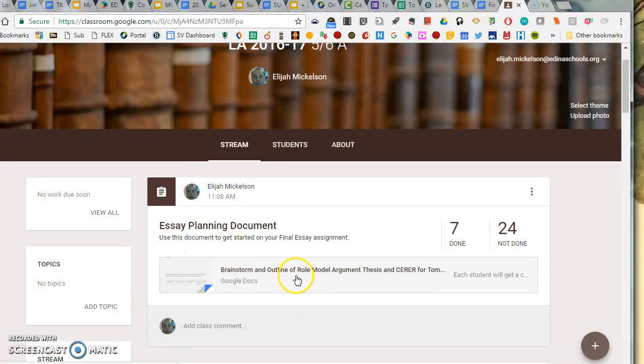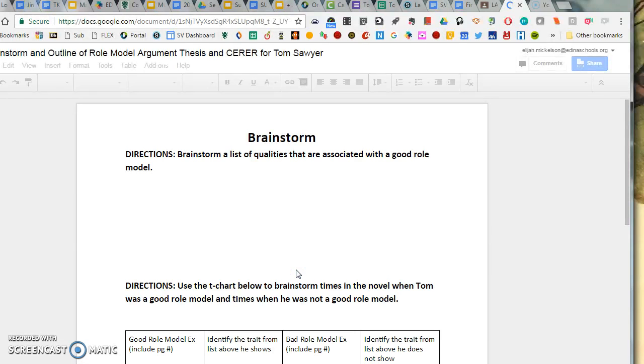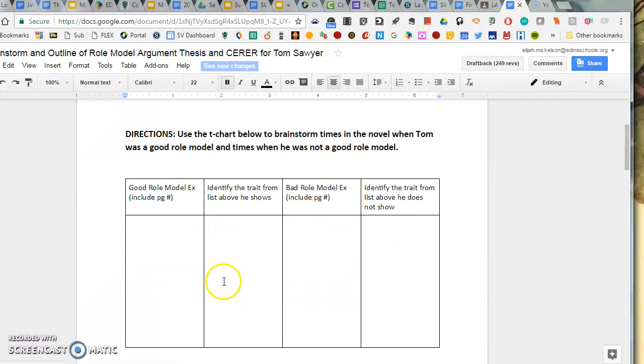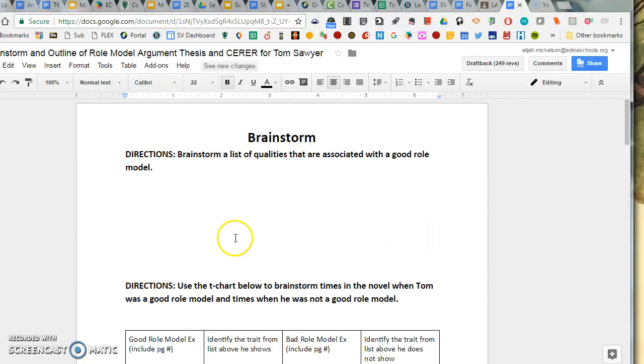I'm going to give you the rest of the time to get started. This document is pretty self-explanatory. You're going to start with some brainstorming, looking at what are some qualities that are associated with a good role model, and then looking at where you think Tom Sawyer maybe is a good role model. See if you can include page numbers. That will be helpful in the future. And what trait he shows. You might also look at bad role model examples. Where is Tom Sawyer not a good role model? And identify the trait that he does not show based on your brainstorm list above.